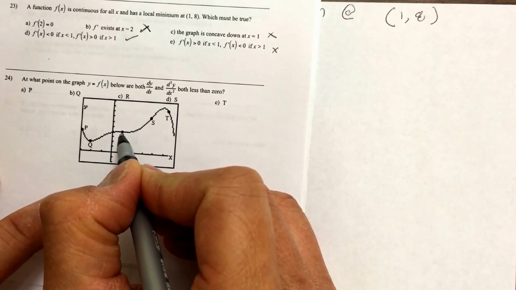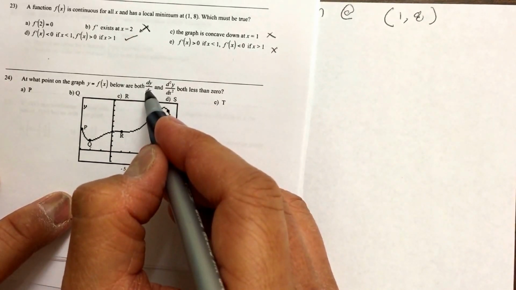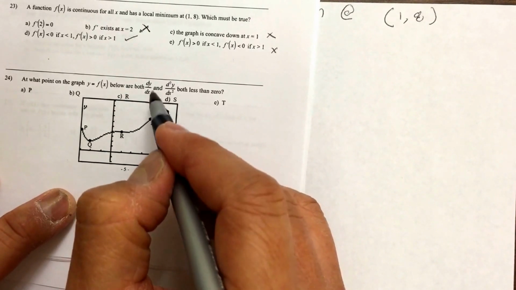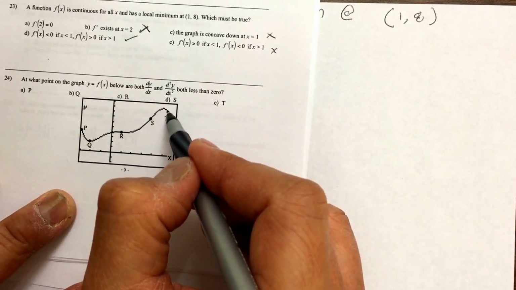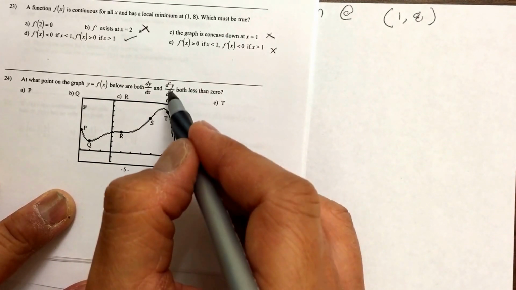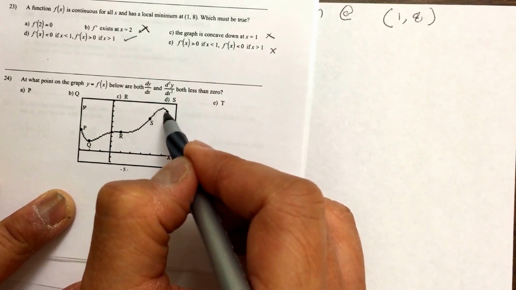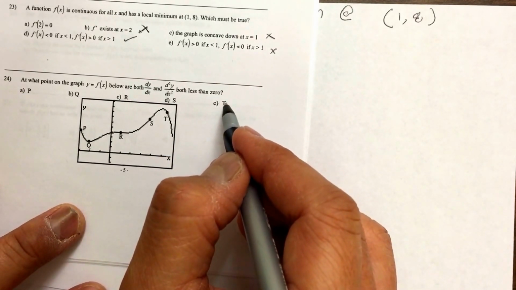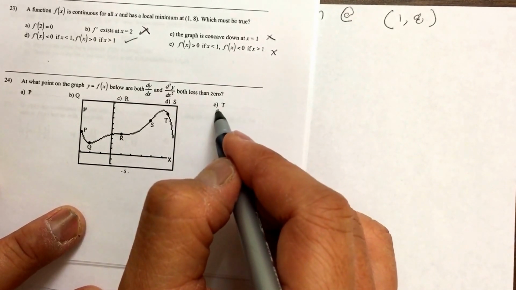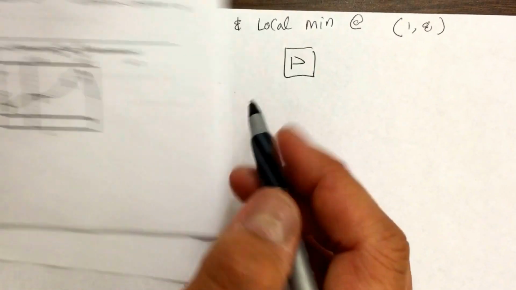Point R, the first derivative is equal to 0, so it doesn't even satisfy this condition. Point S, the first derivative is positive, so it doesn't satisfy this condition. Point T, the first derivative is negative, and the second derivative is also negative because the graph is concaving down at point T. So our only answer that makes sense is answer E. So number 24, the answer is E.